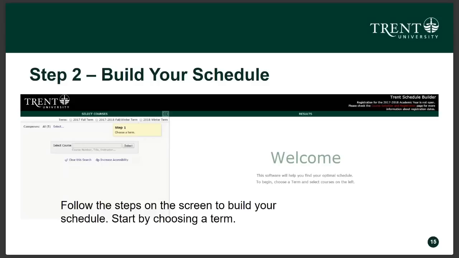Step one is to choose a term. We have a few different terms at Trent. We have the 2017 fall term, which starts in September and ends in December. The 2018 winter term starts in December and ends in April. And if you register in a full year course, it will run in the 2017-2018 fall winter term, which starts in September and ends in April. You may want to register for courses by term.